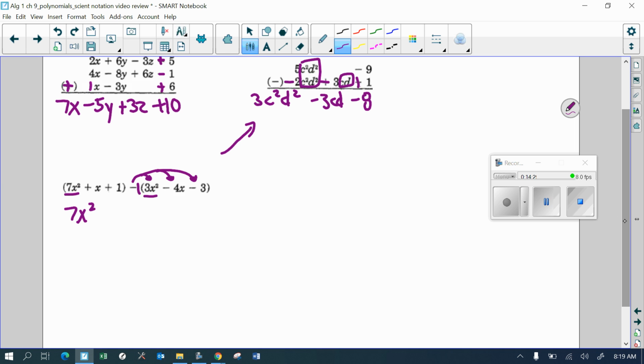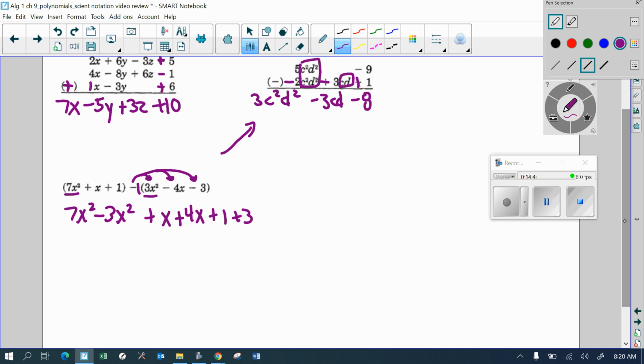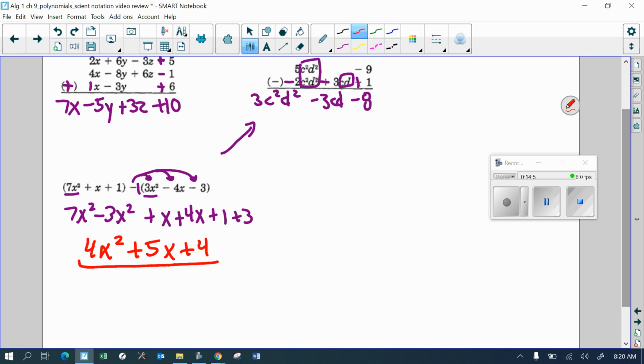Minus 3x squared. I'm just going to put those together, and then I have a plus x, and the minus 4x is plus 4x. And then I have plus 1, and then minus 3 is plus 3. So I just went ahead and put those together, and now I'm going to combine like terms. 4x squared, 1x plus 4x is 5x, and 1 plus 3 is 4. And there's my answer.